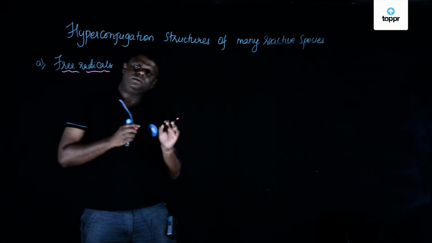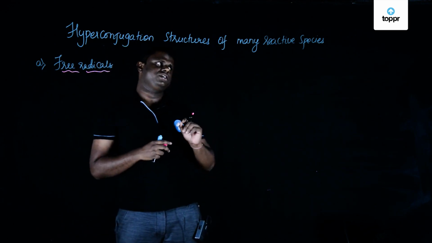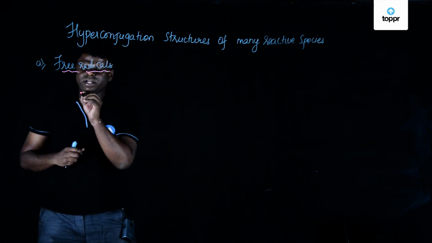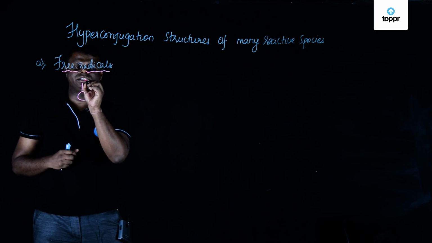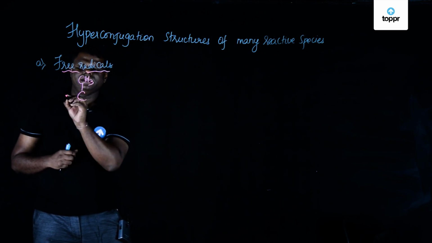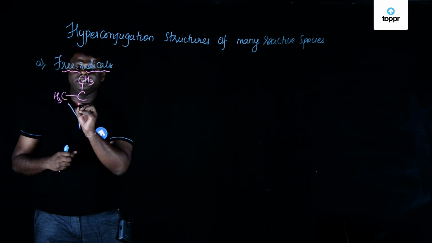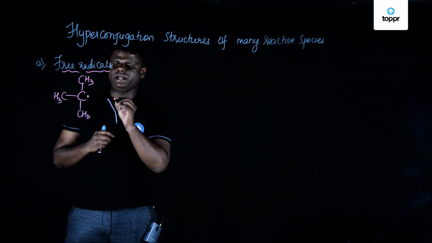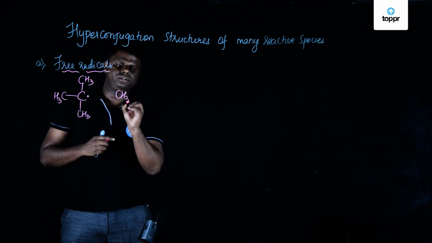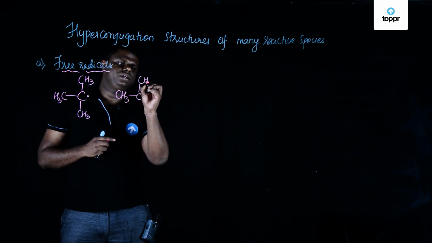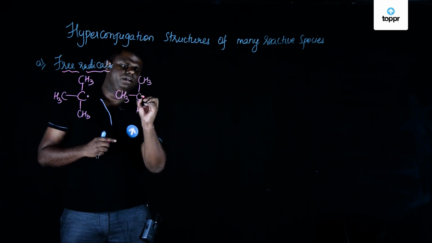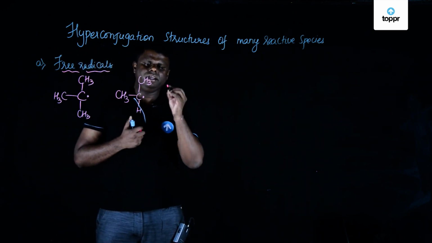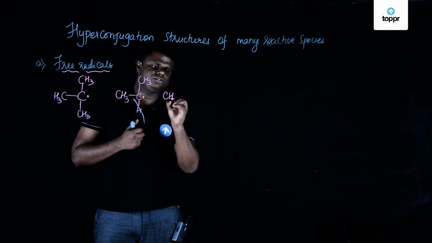Now, let's move on to the discussion of hyperconjugation structure of many reactive species. Let's start with the free radical, and let me start with the tertiary radical. This is connected to CH3, then you have a CH3 here, and a CH3 here. This is the tertiary butyl radical. Then you could have CH3, C, CH3 and an H over here, and one radical. This is the secondary radical.